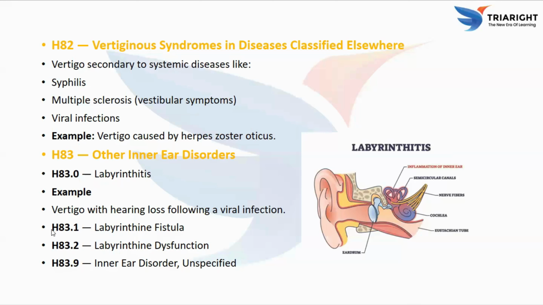So the next code is H83.9, inner ear disorder, unspecified. This is used when a patient clearly has an inner ear problem, but the exact diagnosis is unknown or insufficient documentation is available. For example, acute vertigo plus hearing loss, but there are not enough findings to classify. There is an undiagnosed inner ear inflammation. In these cases, you have to assign the code H83.9.